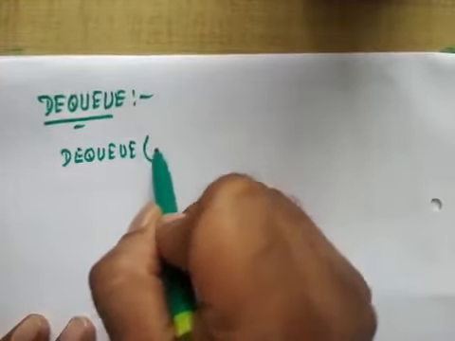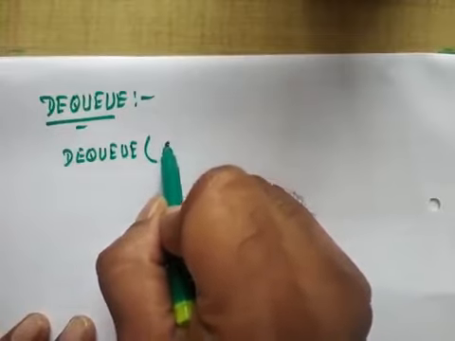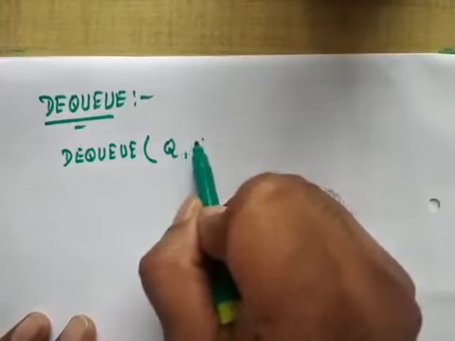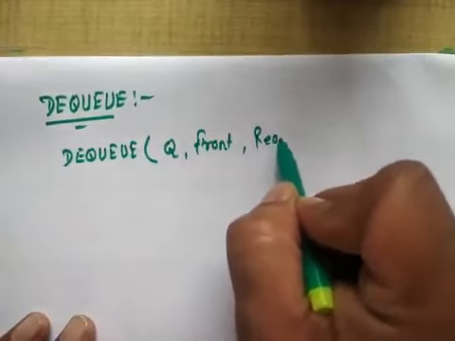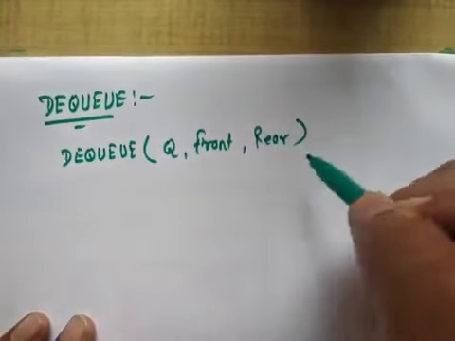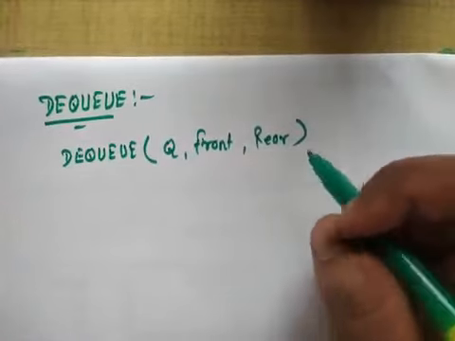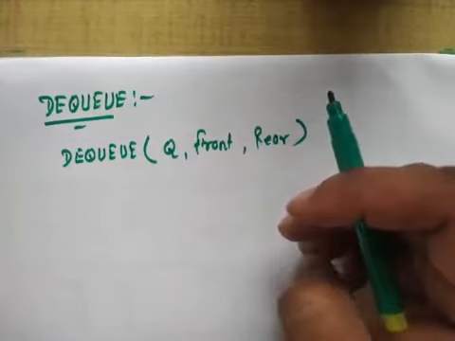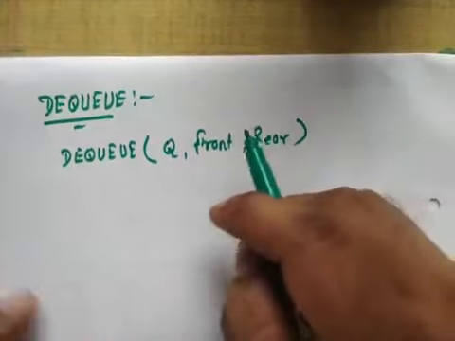So this procedure, DQ, basically takes as an input the queue, that is the array, and the front and rear positions. Also we are going to use one more variable here, that is item, which collects the element from the front, which we are going to delete. Very simple.